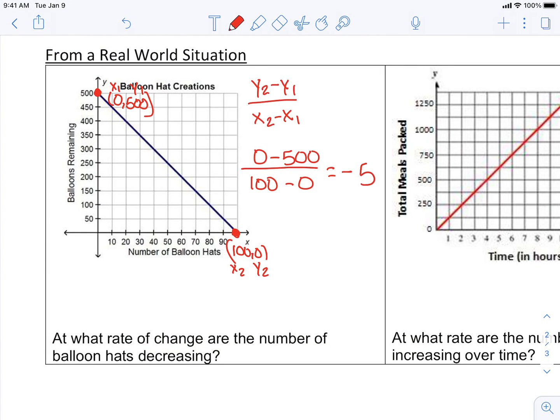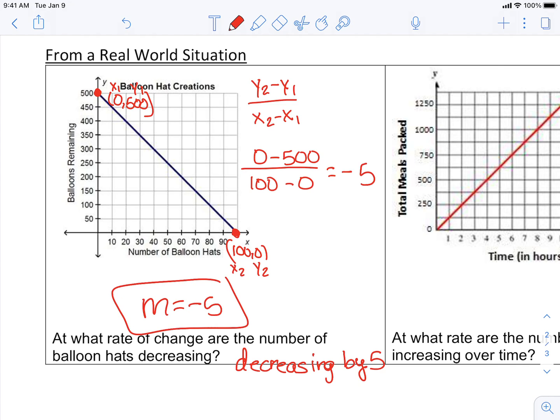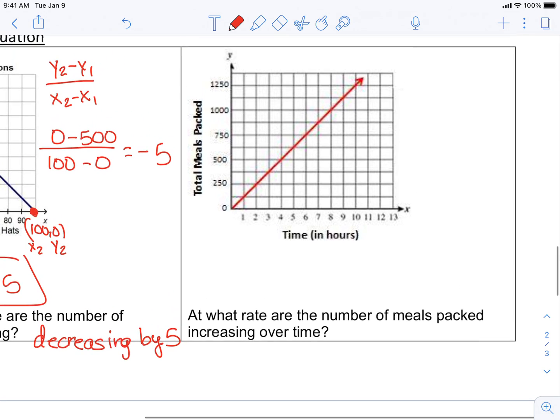So what was our question again? At what rate of change are the number of balloon hats decreasing? They're decreasing by 5. Okay, so my slope is a -5. Perfect.